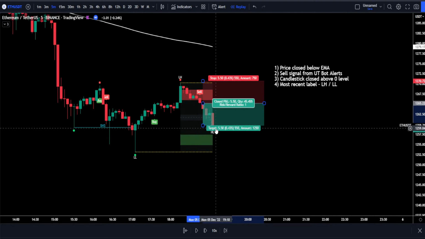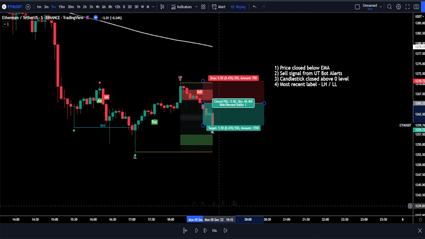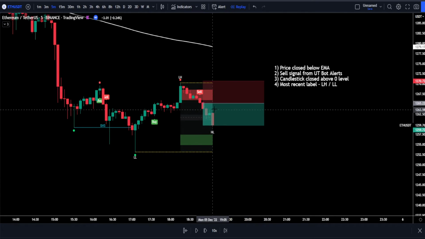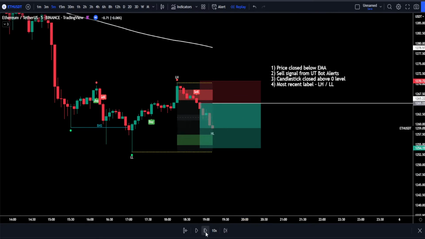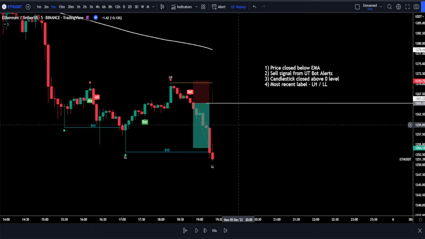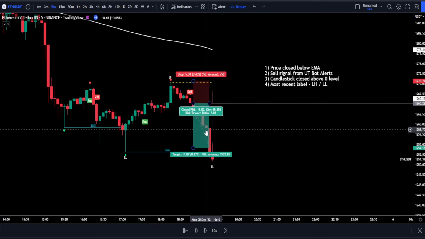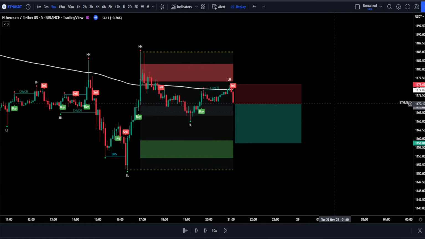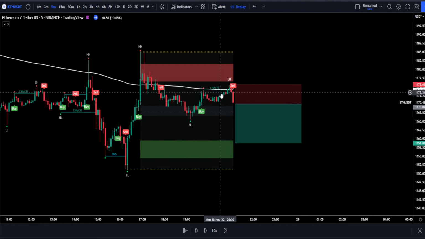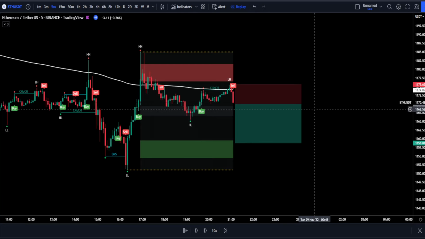We then managed to hit our first take profit target of 1:1 risk to reward, and we are moving our stop loss to our break-even level. As we can see, the rules are very simple, and we managed to hit another take profit target. Here is another short example. We see at the time the sell signal was issued, all of our conditions were met.